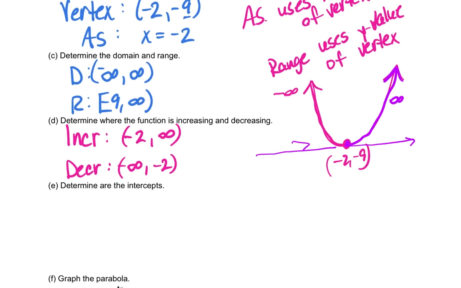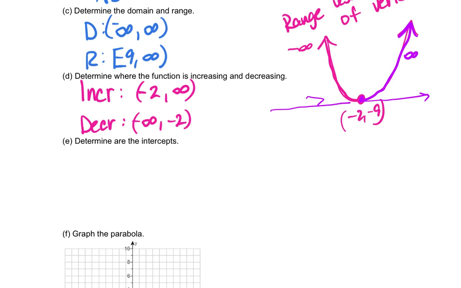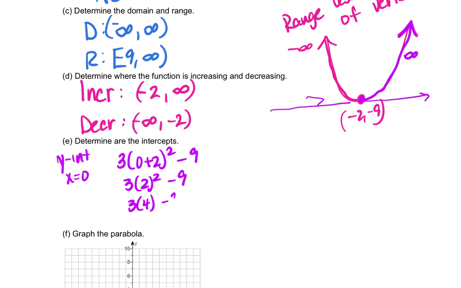All right, now the long part is finding your intercepts because that's where you have to do math and not just look at a graph, right? So the y-intercept is when x equals 0. So we got 3 times 0 plus 2 squared minus 9. So that's 3 times 4 minus 9, which is 3. So 0, 3 is my y-intercept.